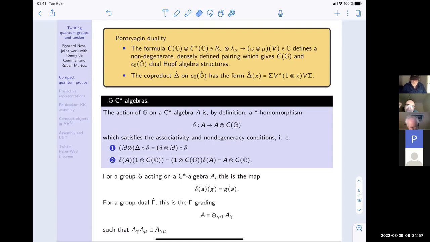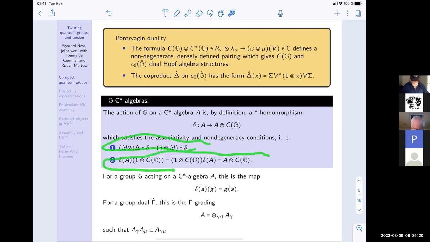So let's continue. We have this quantum group, and it acts on C-star algebras, and that's kind of our main subject. By definition, an action of a quantum group on a C-star algebra A is just a homomorphism from A to A tensor C(G), and again it satisfies this associativity condition and non-degeneracy condition.